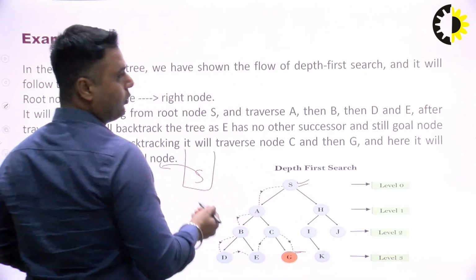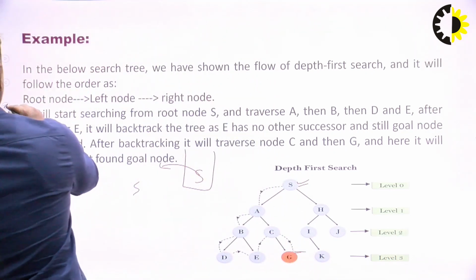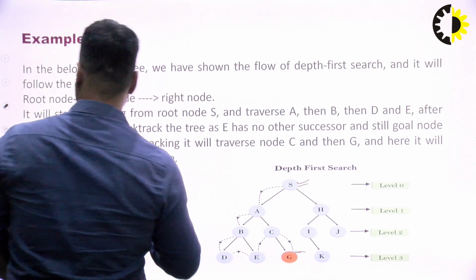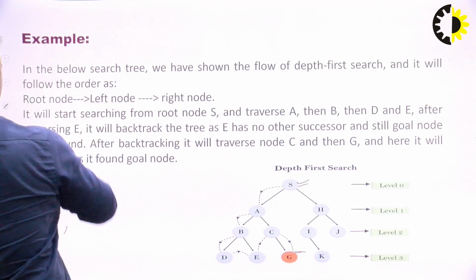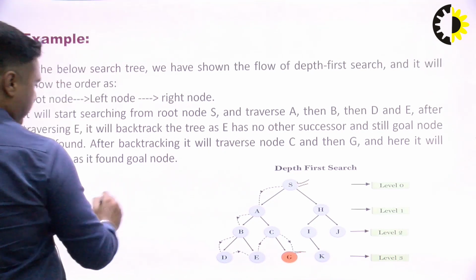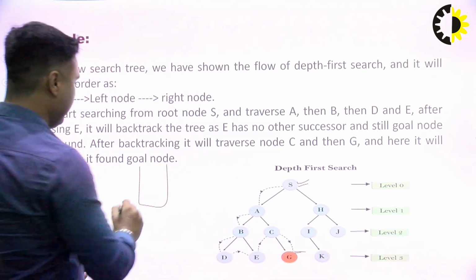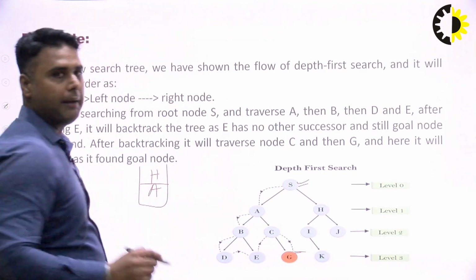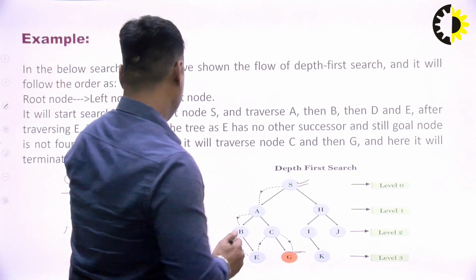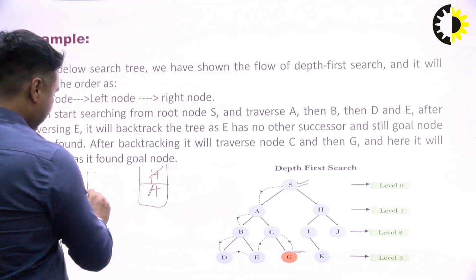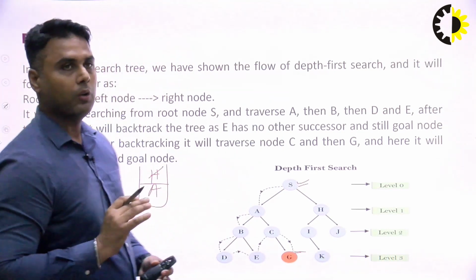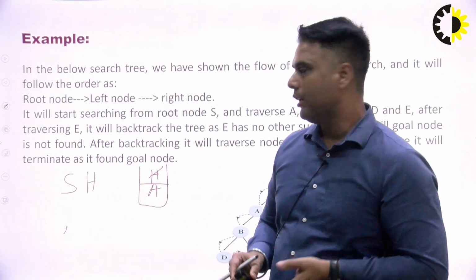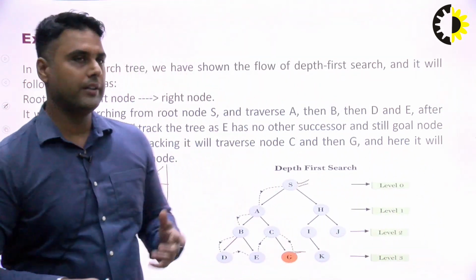So the adjacent nodes are A and H. First A is put in, and next is H. Then I have to traverse the next node. H is my next node. If H were the goal node, then the searching would be closed, but H is not my goal node. Then I have to move to another node and check its adjacent nodes first.